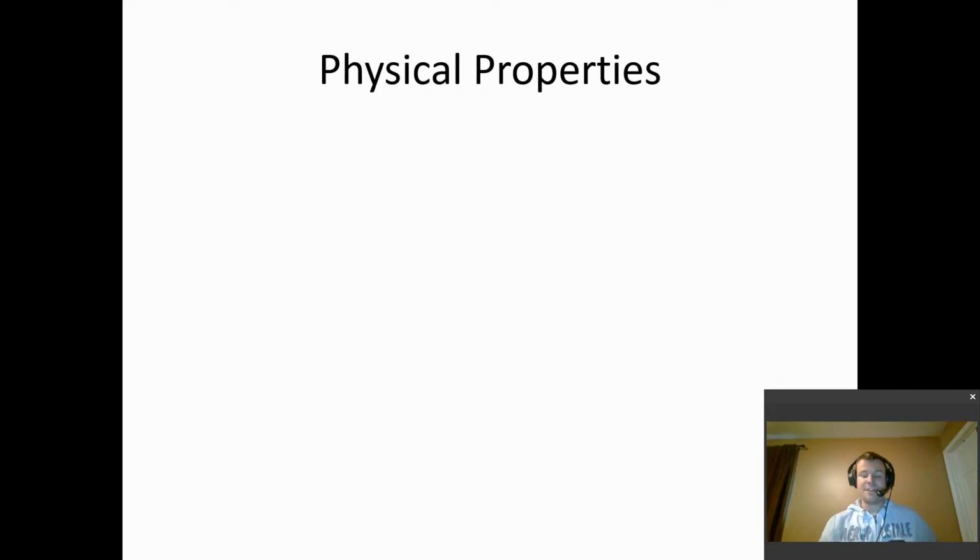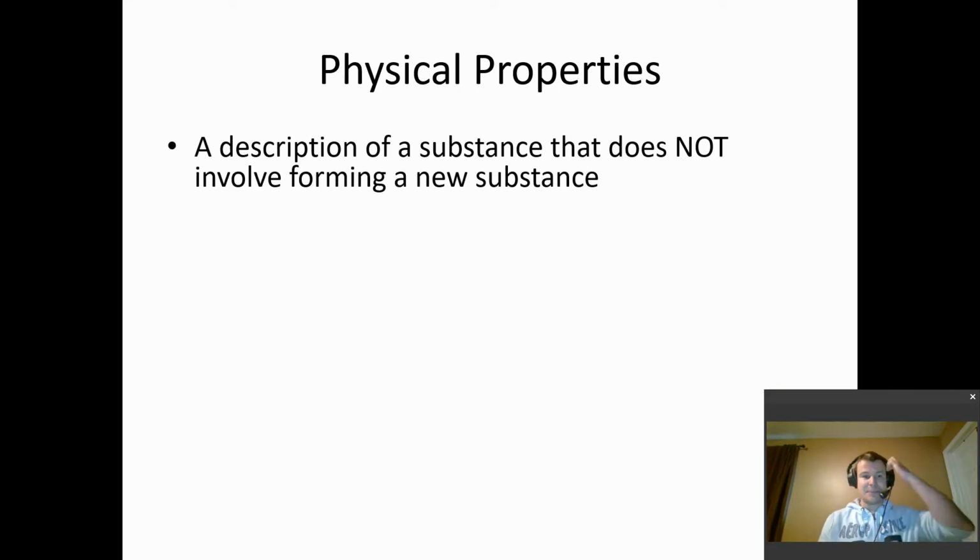So first of all, what is a physical property? A physical property is a description of any substance that does not involve forming a new substance. So when somebody asks you to describe something, what they're probably asking you is to tell them the physical properties of that substance. If I ask you to describe the wall behind me, I would probably tell you what color it was, whether it was painted or not painted, whether it was plaster or drywall. I would be describing what I can see, what I can touch, what it feels like. So think of the senses.